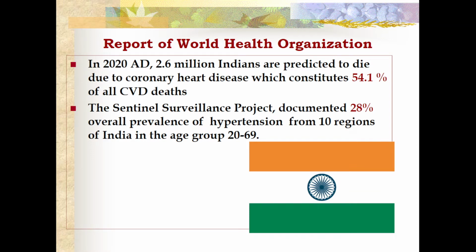And in 2020, 2.6 million Indians are predicted to die due to coronary heart disease, which constitutes 54.1% of all cardiovascular deaths. The Sentinel surveillance project documented 28% overall prevalence of hypertension from 10 regions of India in the age group 20 to 69.